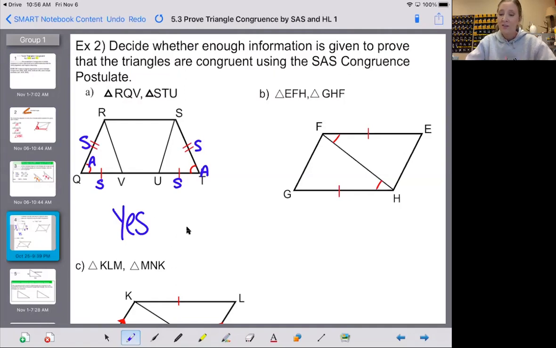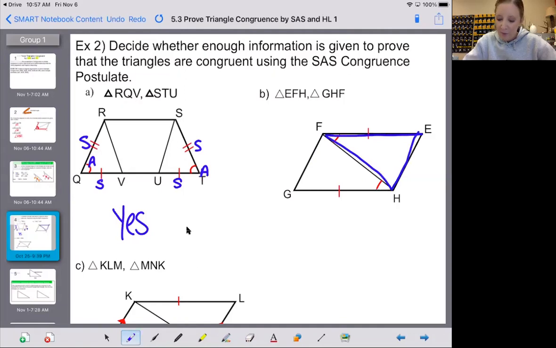All right, on the next one, we have two triangles that are actually touching. They're sharing a side, so we'll see a little bit different thing here. It says triangle EFH, and then triangle GHF, G, then H, then F. So it looks like it's going in the correct order, so that part's good. Now we want to see, do we have enough information? So I'm going to look at this triangle up here first, triangle EFH.